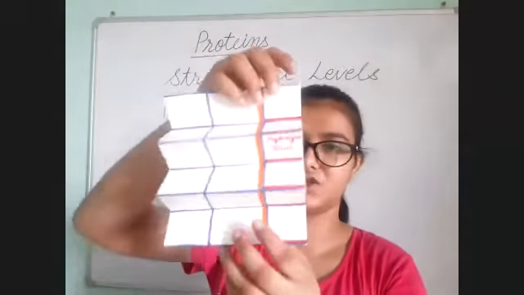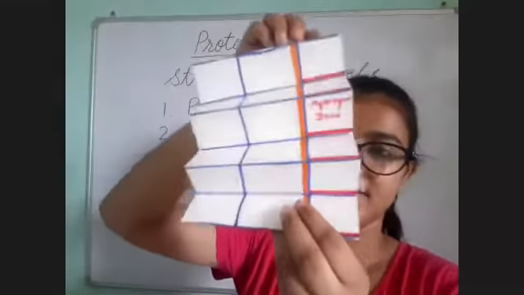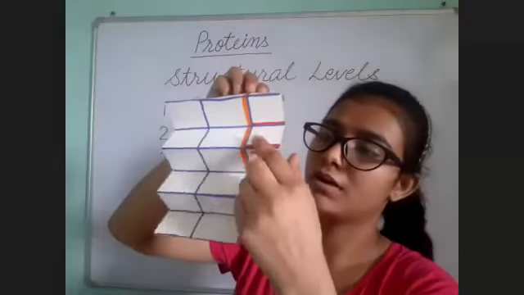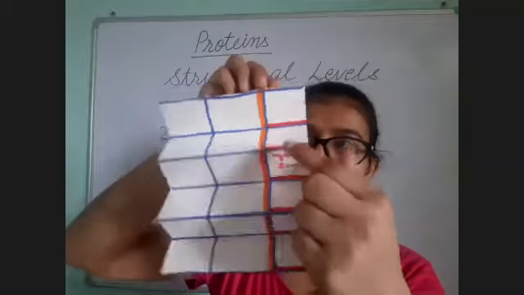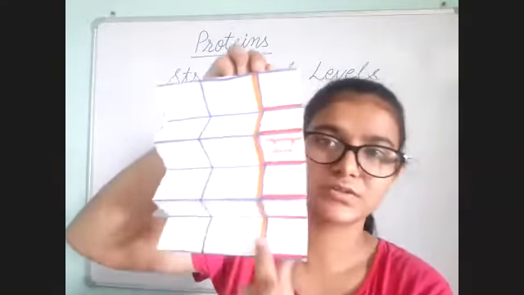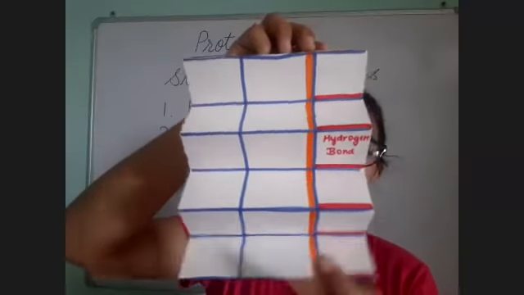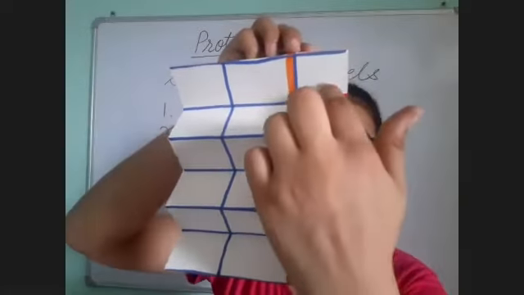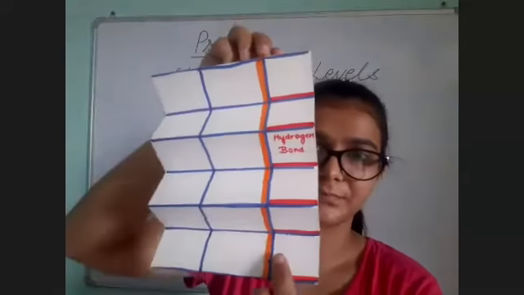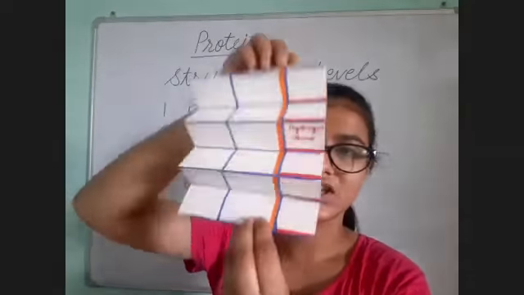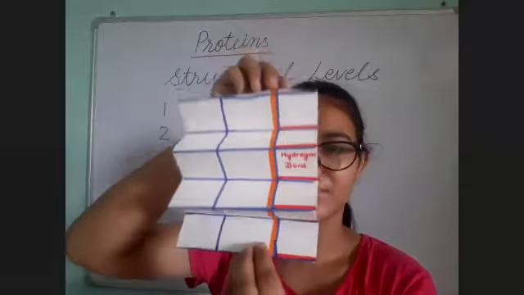Let's see this page. This is an example of a beta-pleated sheet. The strands are arranged parallelly and the hydrogen bonds are formed here. This orange line represents the polypeptide strand, and the red ones represent the hydrogen bonds. So in this way, the beta-pleated sheet is arranged parallelly and forms this structure.